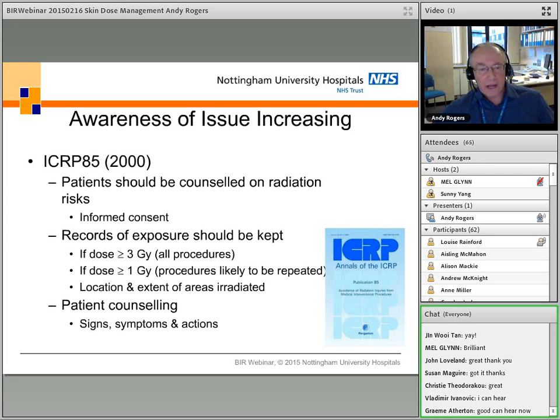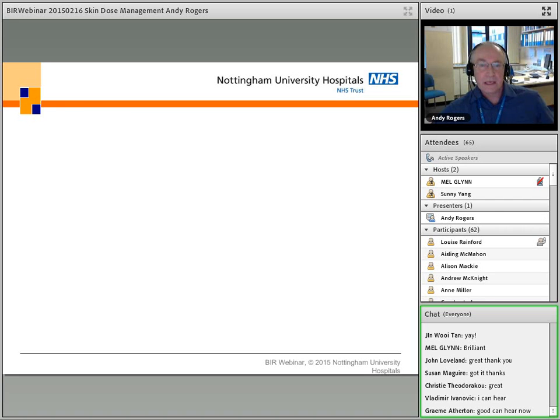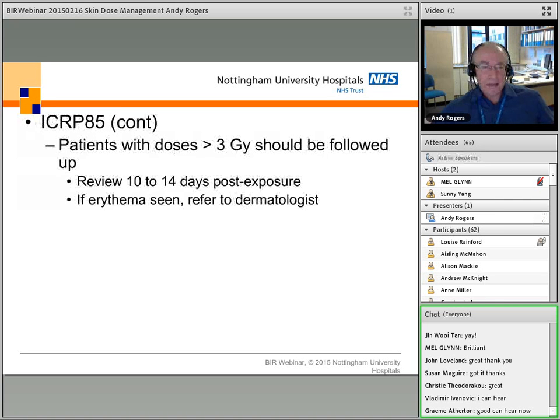Also, if you went over these levels, you needed to tell the patient what they needed to do about it. So there's an element of counselling, looking for signs, symptoms, and what they needed to do. It went on to say that we follow up the over 3 grays with the following regime, and it was quite prescriptive really. Review around about two weeks post-exposure, and if you see something, send them off to a dermatologist.